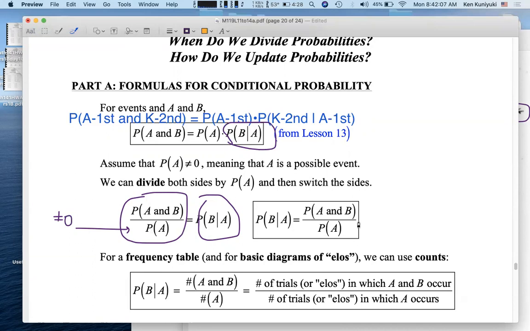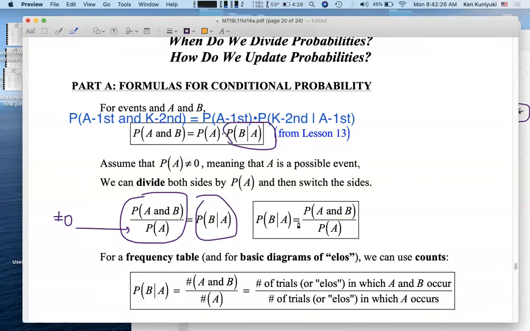Now, bear in mind, in graduate level probability, in continuous probability, you do this when studying Brownian motion, but that's more of a calculus idea. For right now, we're assuming that P of A is not 0, that we're conditioning on a possible event.